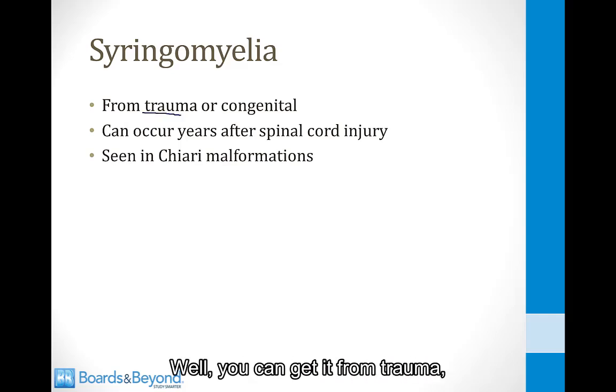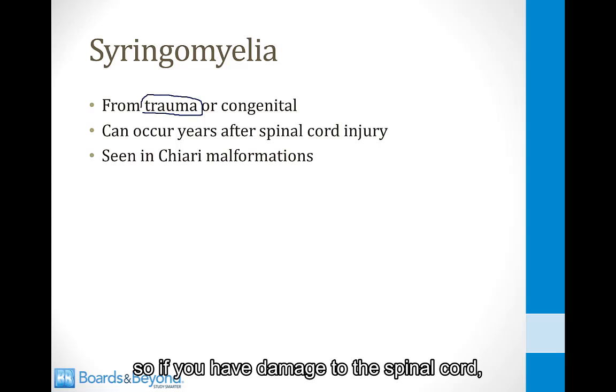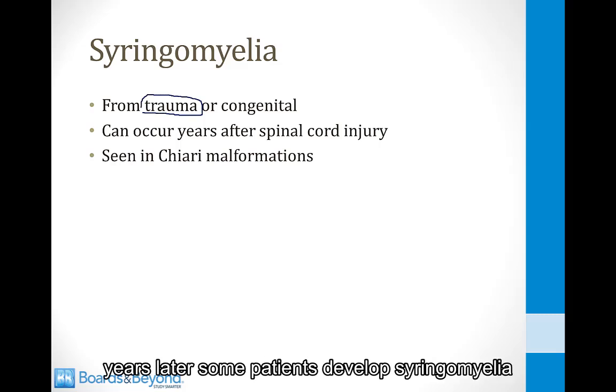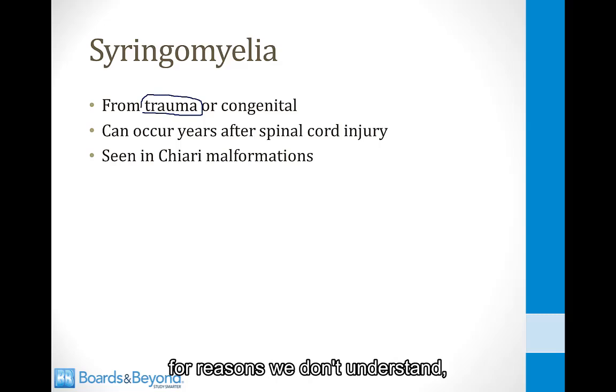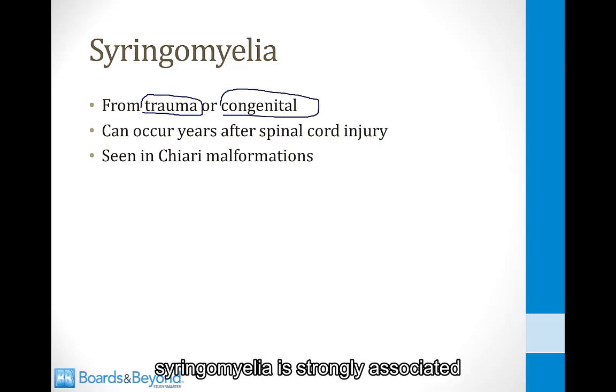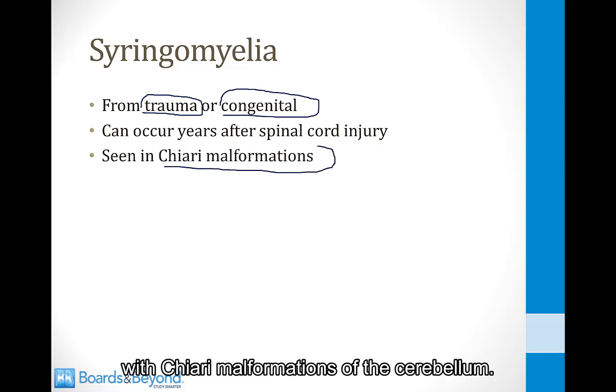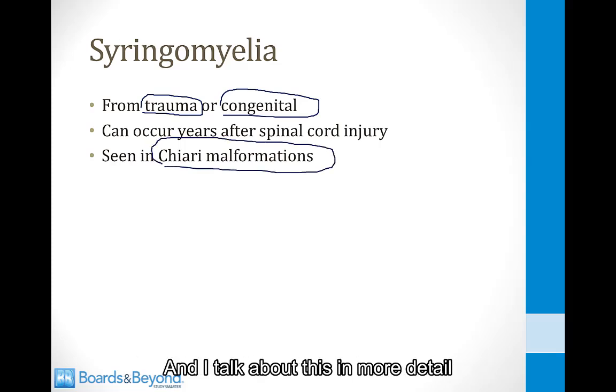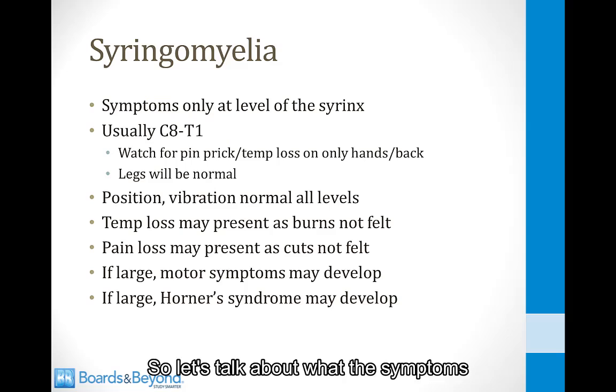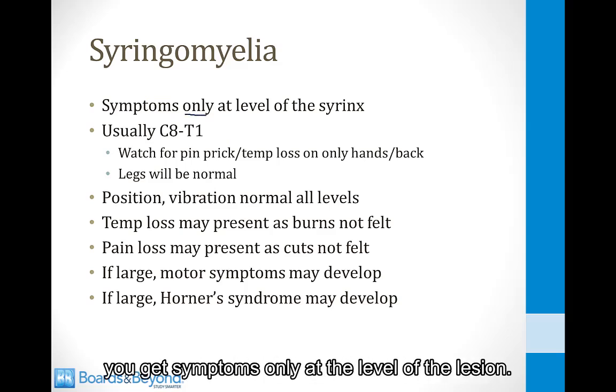Well, you can get it from trauma. So if you have damage to the spinal cord, years later some patients develop syringomyelia for reasons we don't understand. And then it can be congenital. Syringomyelia is strongly associated with Chiari malformations of the cerebellum, and I talk about this in more detail in the module on neuroembryology. So let's talk about what the symptoms of syringomyelia would look like. First of all, it's important to know you get symptoms only at the level of the lesion.